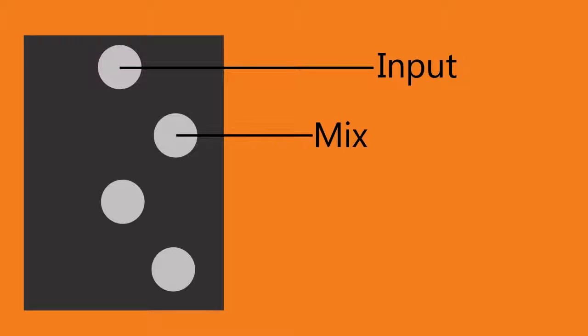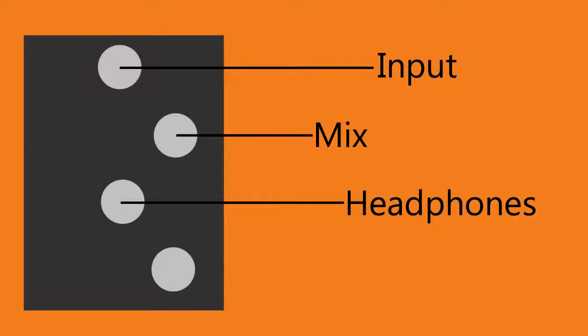All interfaces will have 4 basic controls: an input knob to control the volume of the microphone or instrument plugged into it, and a mix control knob to control the ratio of what you hear between the input and the software. Next is a headphone volume control knob and a line out volume control knob. This controls the volume of the signal from the interface to the software.